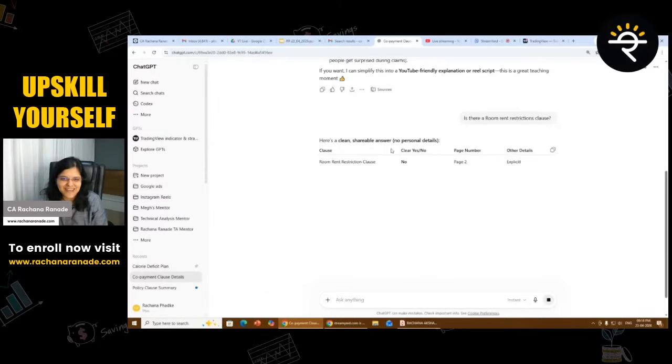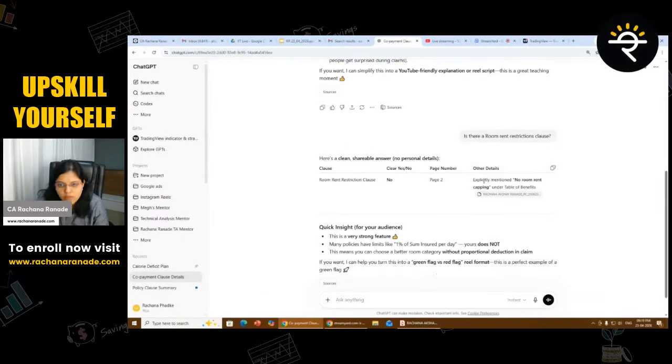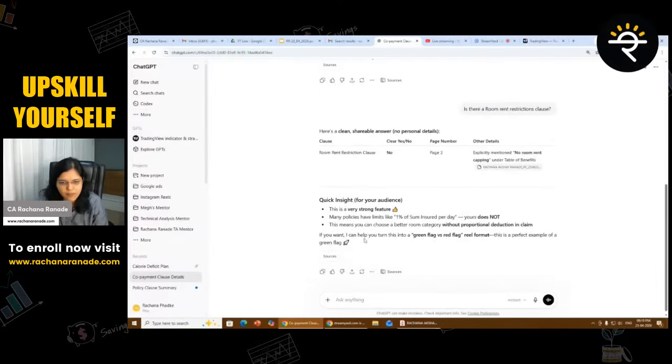Here's a clean, shareable summary. Yes, it has given me in a very nice way. Room rent restriction: no. Explicitly mentioned, no room rent capping. And it says this is a very strong feature. Many policies have limits like 1% of sum insured per day. Yours does not, and this means you can choose a better room category without proportional deduction. The one that I was telling you in the claim. If you want, I can help you turn this into a green flag versus red flag format. It knows me very well. Okay.